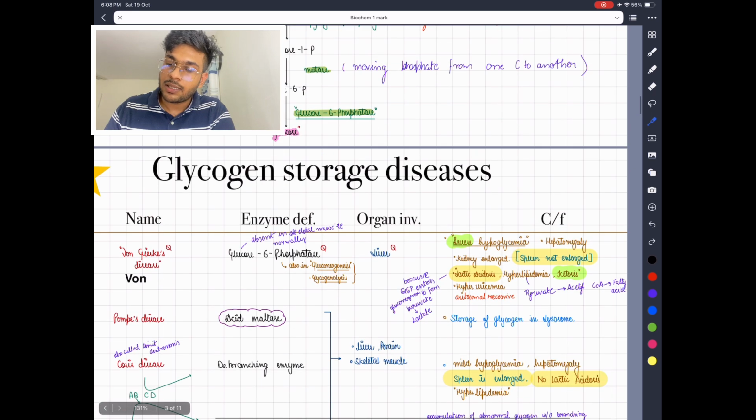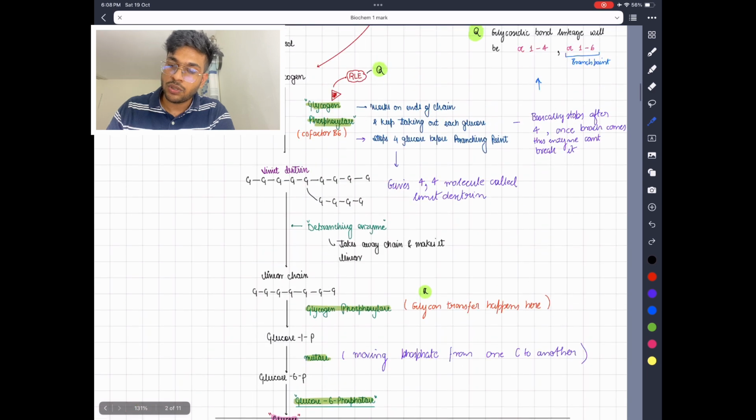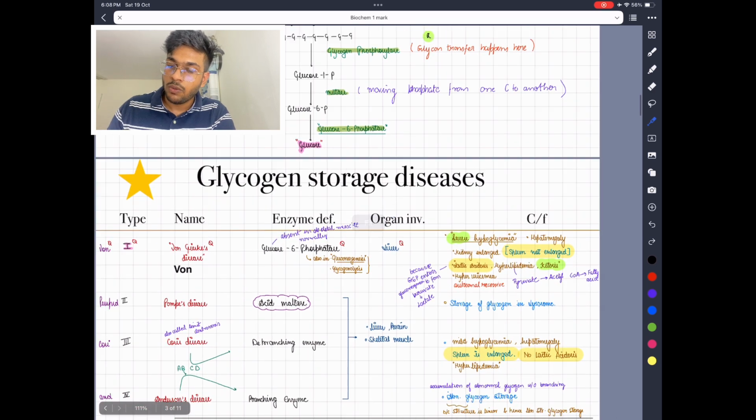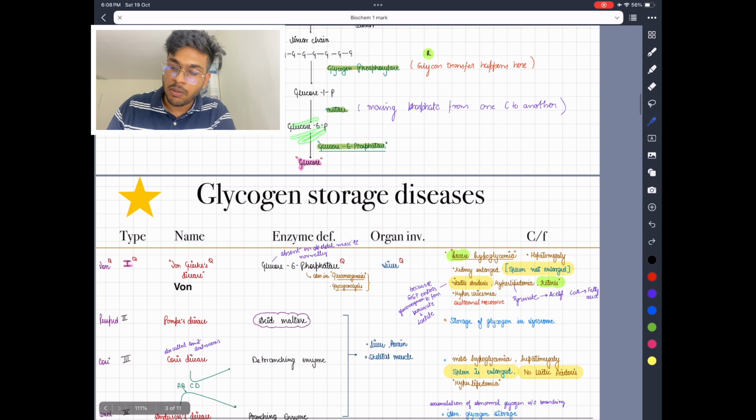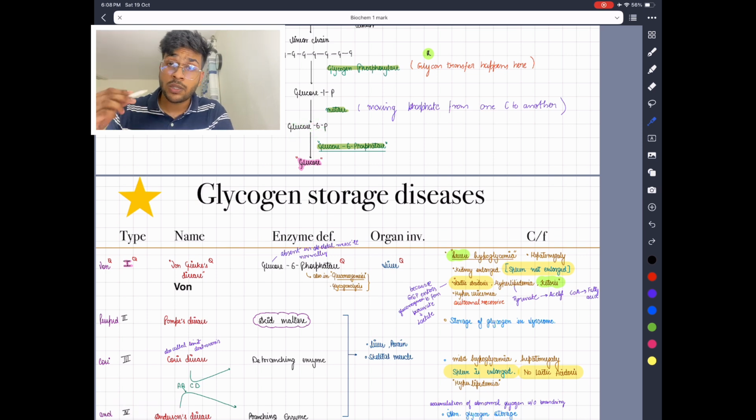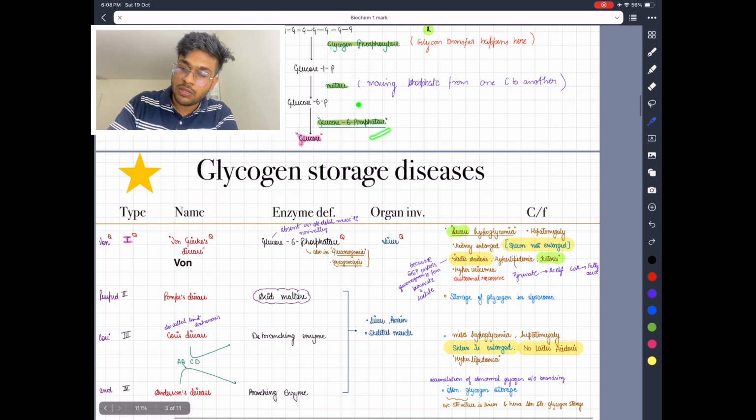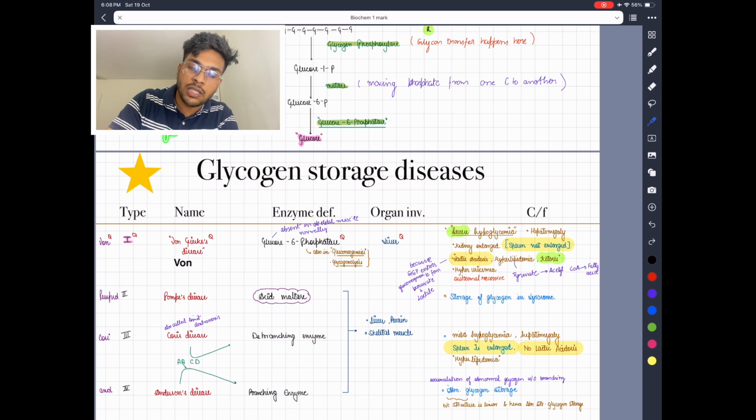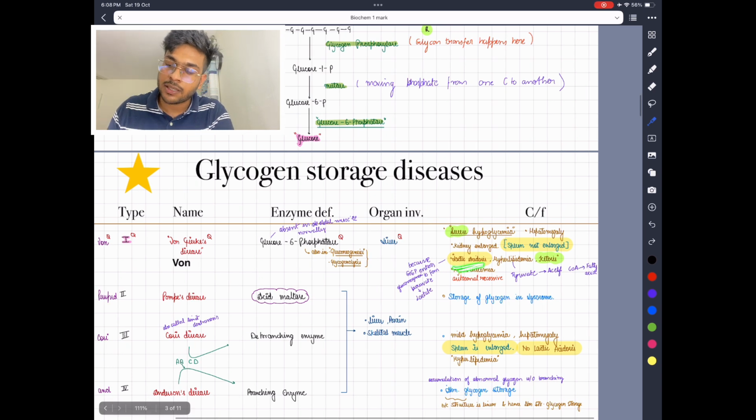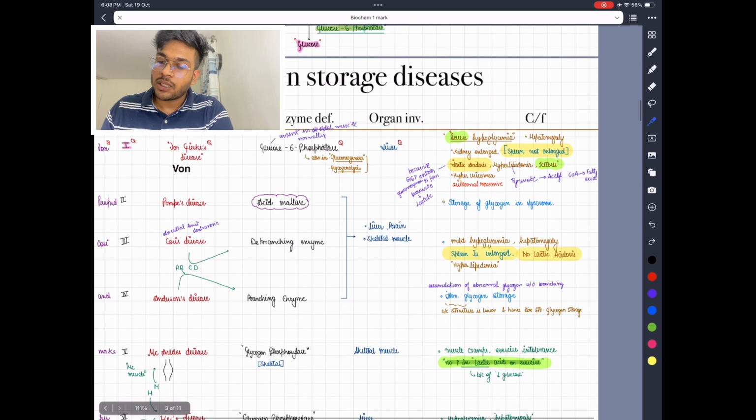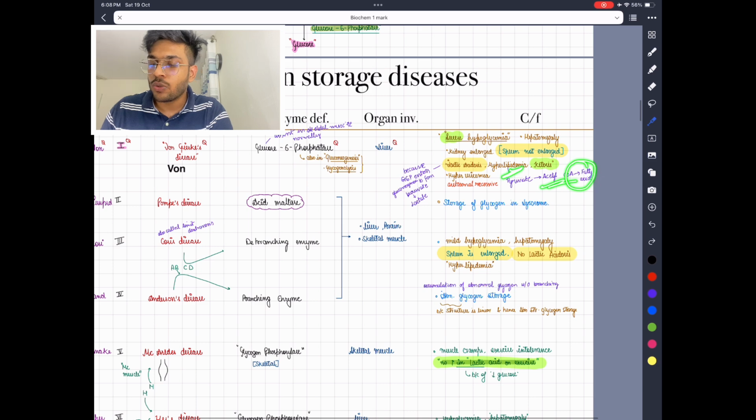So why is there lactic acidosis? If you know gluconeogenesis, I hope you have studied this before, glucose 6 phosphate eventually gets converted into lactate. Since this enzyme is not there in this glycogen storage disease, there will be accumulation of this, which will enter into gluconeogenesis and lead to formation of lactate. Therefore in von Gierke you will have lactic acidosis as well. Then pyruvate can also get converted into acetyl-CoA and eventually fatty acid, which can lead to hyperlipidemia. There will also be ketosis.